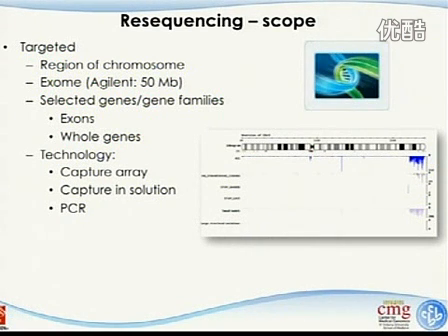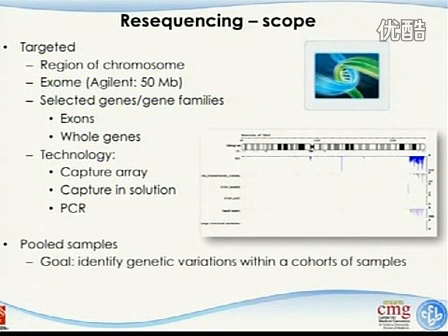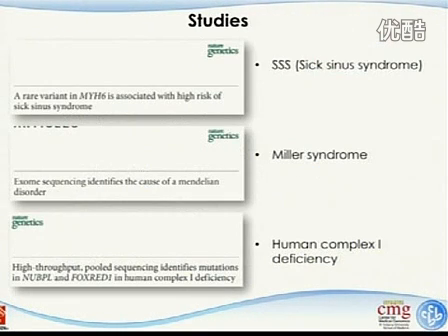The technology to do this can be a capture array, capturing solution, or any other PCR-based assay. Another interesting application is when you think, I don't have money, I really want to do the sequencing, and you can still do it by pooling different samples. The goal is to identify genetic variations within a cohort of samples. In the third lecture, we will very systematically talk about all these different DNA sequencing applications.